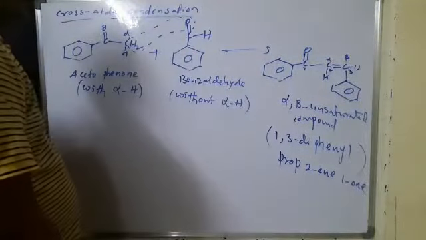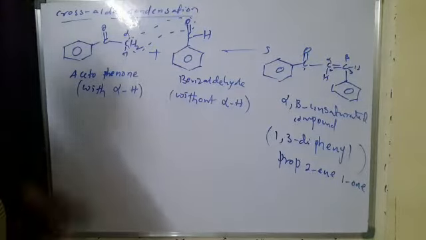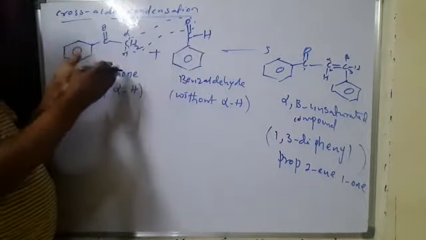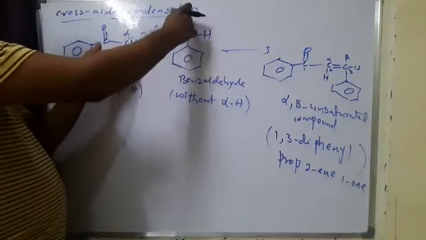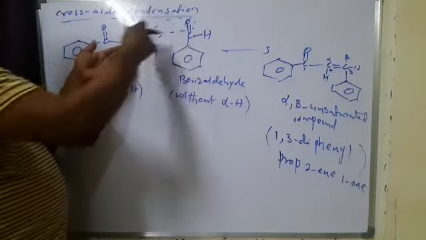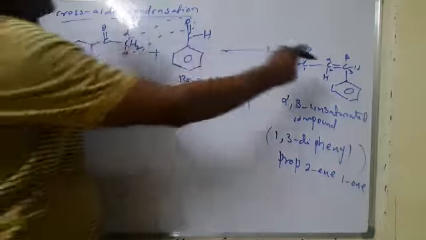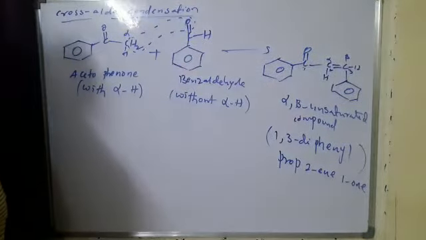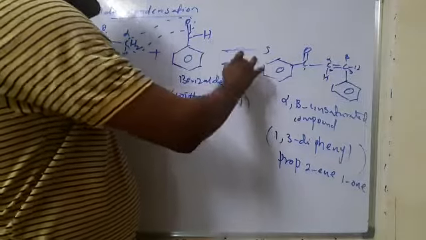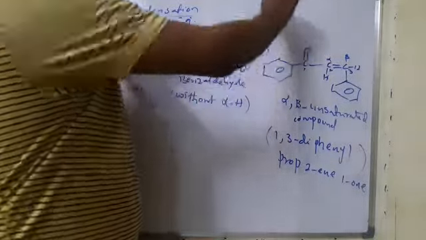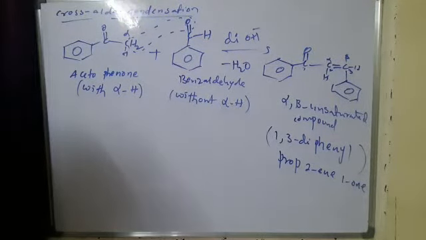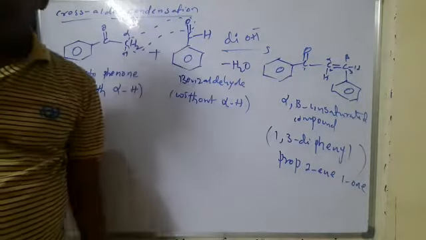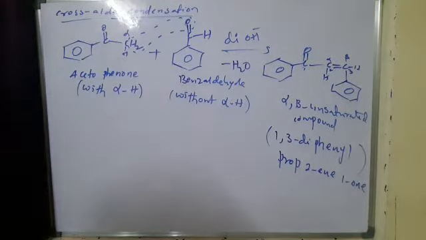Now this class is an alpha beta unsaturated compound. So this is a cross aldol condensation reaction. Here condensation means removal of water. So from acetophenone, the alpha position has 2 hydrogens, and from the other molecule the oxygen will be removed, O and H2 will be removed as water, and the double bond is kept. This is the double bond, right? So minus water, in the presence of dilute base, dilute NaOH or KOH you can take. Okay, so this is the cross aldol condensation reaction.